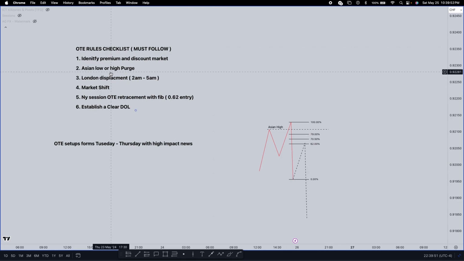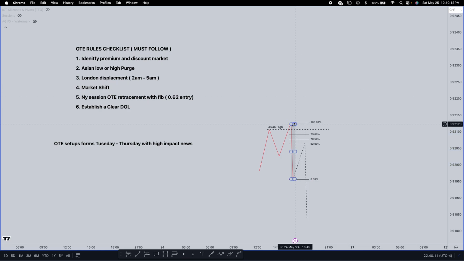Second rule, Asian low or Asian high purge. Like I say, we need to see Asian high ran through. So the market ran out right here, took out Asian high. What's the third rule? We want to see clear London displacement. Right here is going to be clear London displacement of this drop. And this is happening during London.